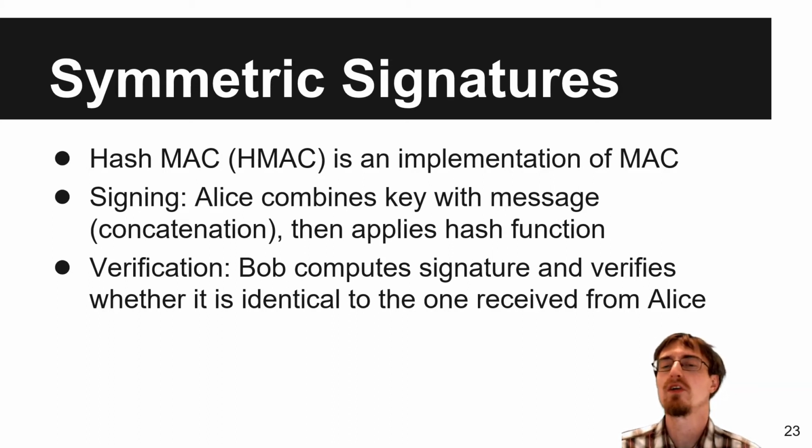Now Bob can also compute the signature, because Alice and Bob share the same key, and then Bob can verify whether it's the same one that he received from Alice. Now this shows how a symmetric key signature can work, but still we cannot provide non-repudiation. So for this property, we need to think about asymmetric algorithms, which will be the next topic.